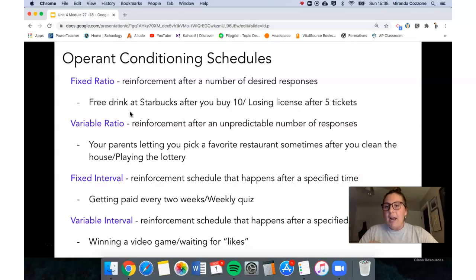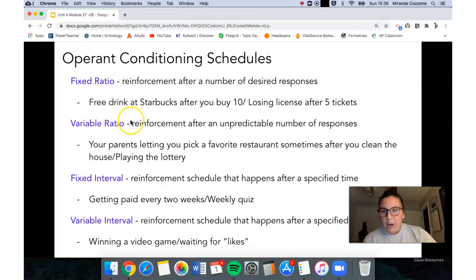On the other hand, there's a variable ratio conditioning schedule, which is reinforcement after an unpredictable number of responses. Once again, we cannot reward somebody every time they do something good. But let's say, for instance, your parents let you pick your favorite restaurant sometimes after you clean the house. They can't do that probably every single week, but they can do it sometimes. Playing the lottery is also a variable ratio kind of conditioning schedule. You're going to play a bunch of times, you may or may not get rewarded for it, but still knowing that that's a possibility is still powerful.